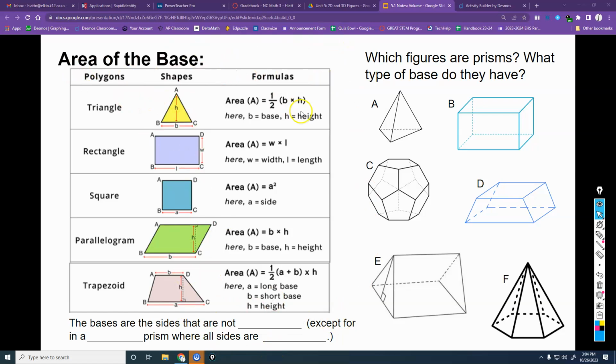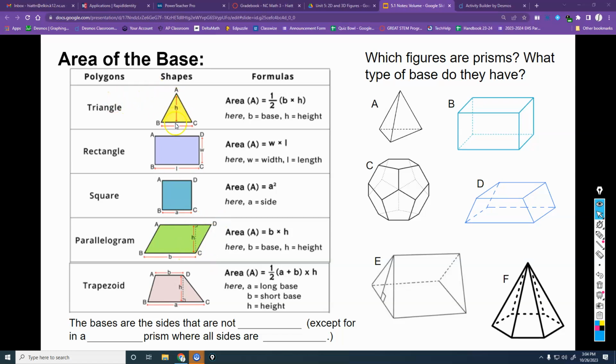Some of these you should be really familiar with, such as the triangle, which is area equals 1/2 base times height. Rectangle is just length times width. A square is the length of the side squared. A lot of times we'll use an S instead of an A there. They use the A here. A parallelogram is the base times the height. The base and the height must be perpendicular to each other. So that height is that vertical height, not this slanted height right here.